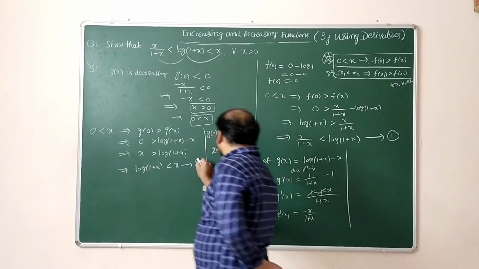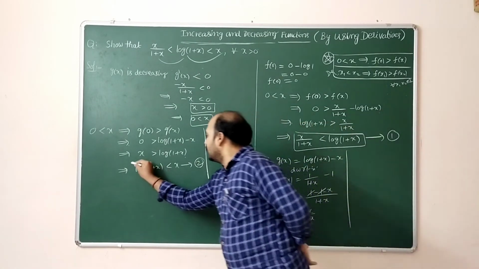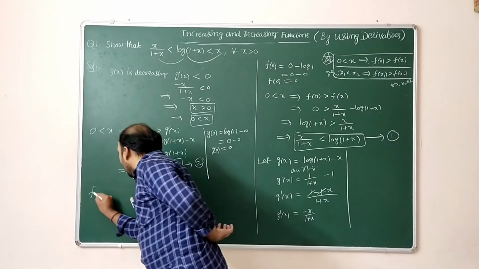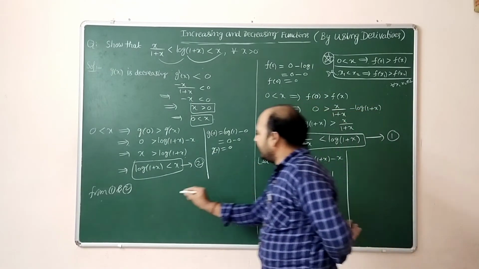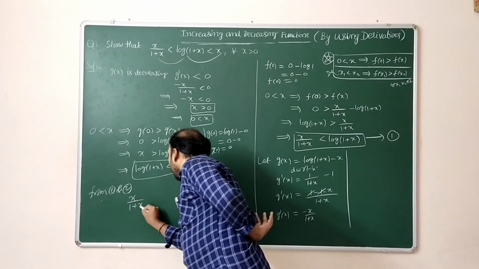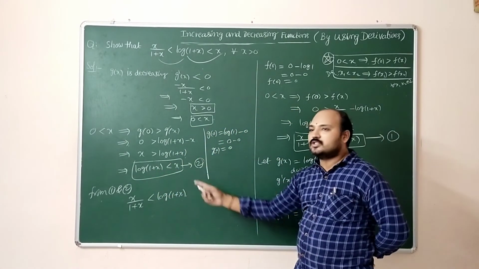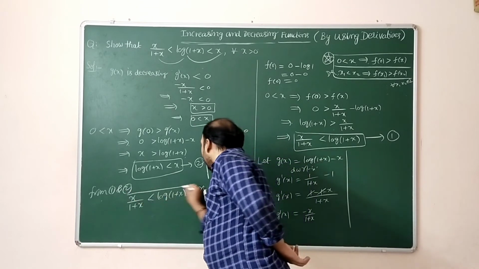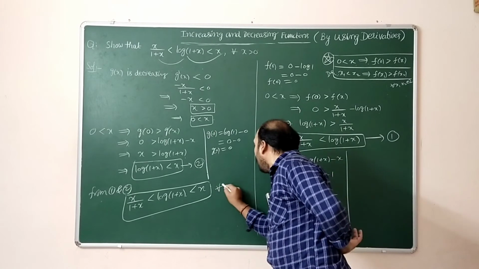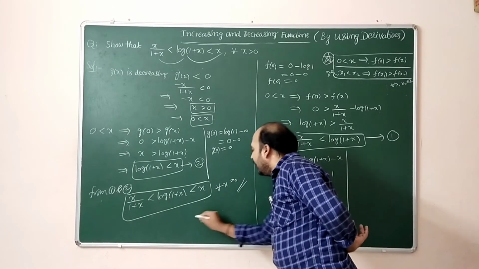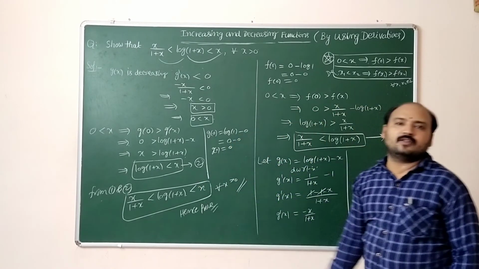It is equation number 2. This is equation number 1, this is equation number 2. From 1 and 2 we conclude that x by 1 plus x is less than log of 1 plus x, which is also less than x. In these two possibilities, in which case did we get it? x is greater than 0. So for all x greater than 0, hence proved. All the questions of this type we can do in this way. There is no other alternative.